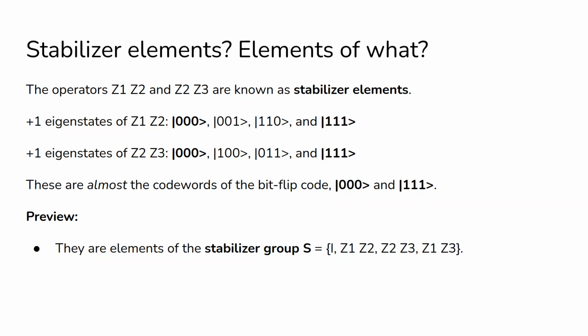You still have stabilizer generators, which define this group. And then the procedure is exactly the same. You measure each one of the generators, and from that, you get the syndrome information. And then you can do the correction.